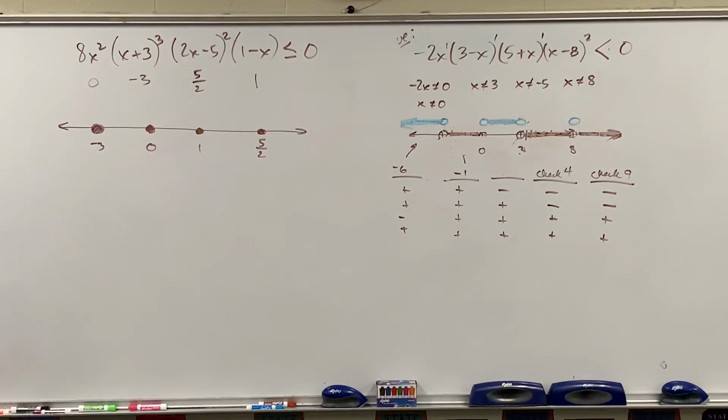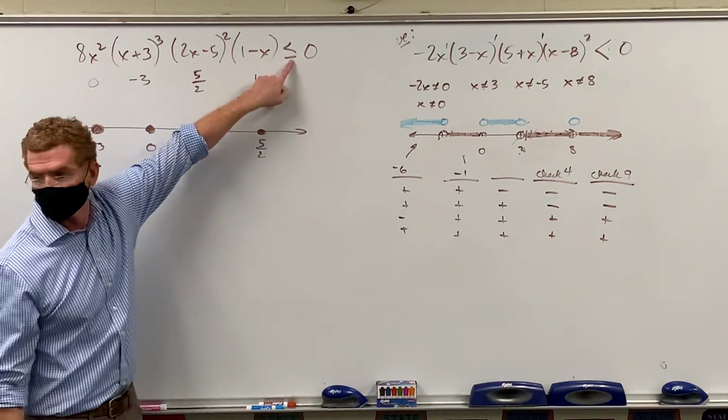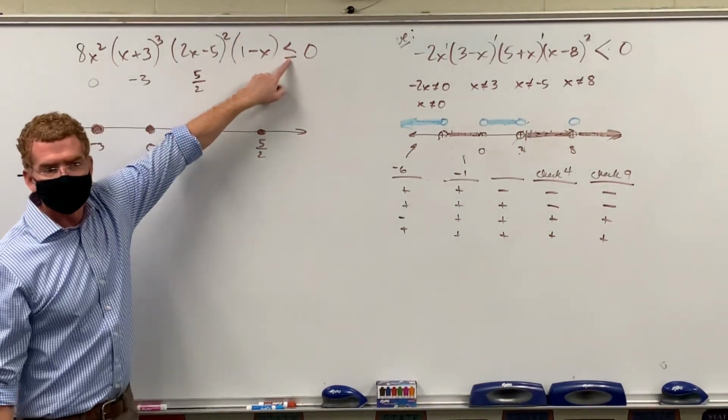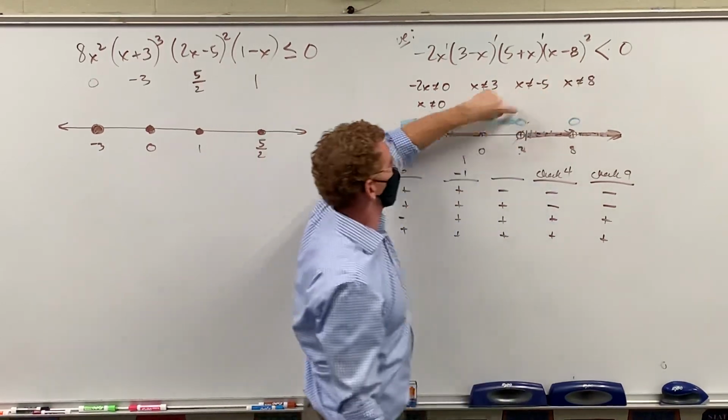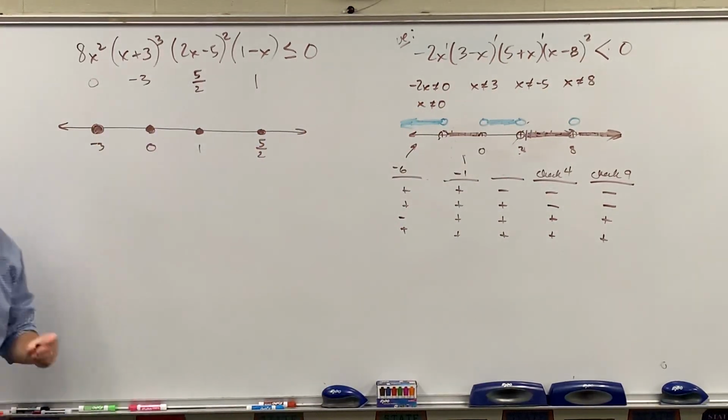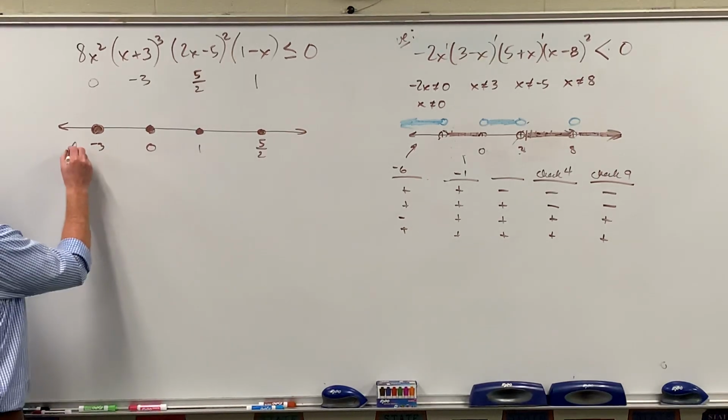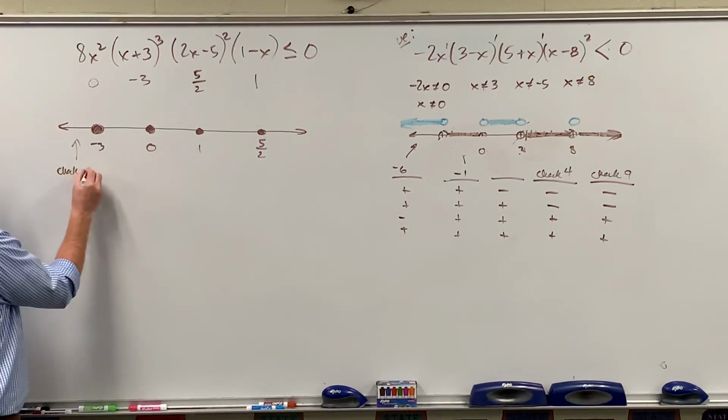How do you know if they're open or closed? Okay. So if it's equal, you count them. On this one over here, it was not equal, so I don't count them. But I still use them either way because they're the barriers where it switches. And now I got to start checking. So let's check here at -3. I'm going to check -4 right here.